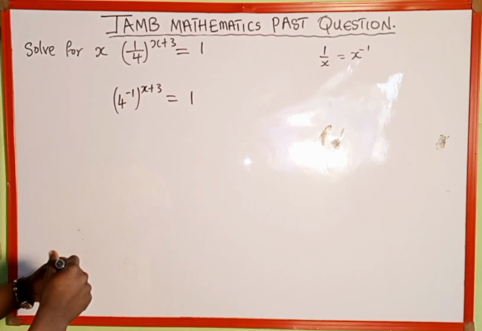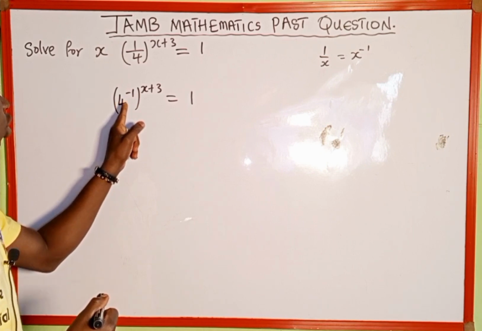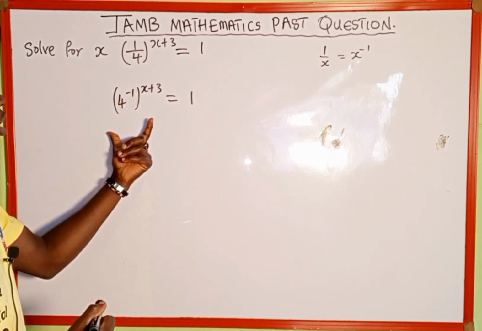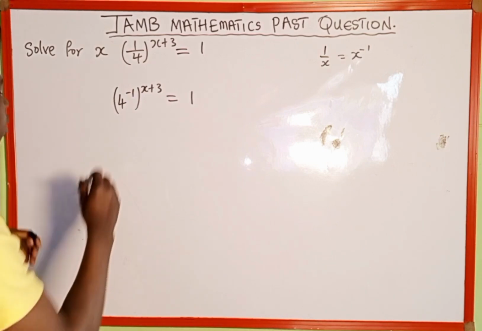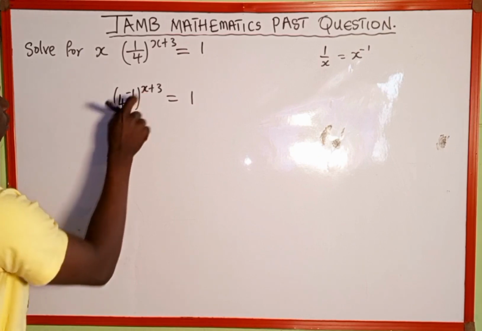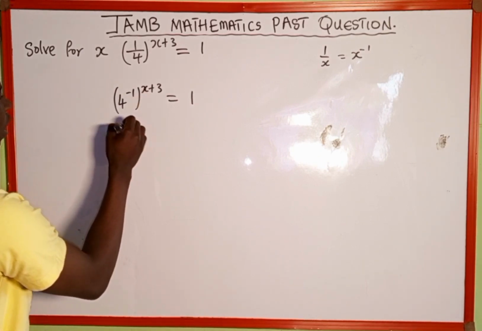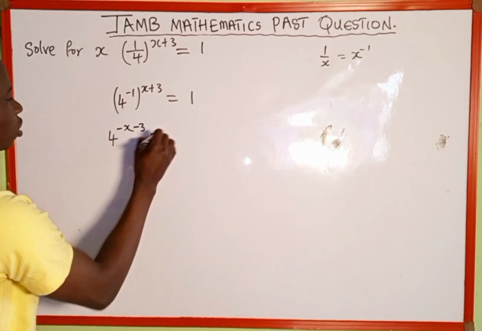So the next thing we're going to do is to recall the power property of indices. Since 4 is raised to the power of -1, then all is raised to the power of x plus 3, we can multiply the two powers together. So this is going to be what? 4 raised to the power of -1 multiplied by x is going to give us -x. The -1 multiplied by 3 is going to give us -3, which is equal to.